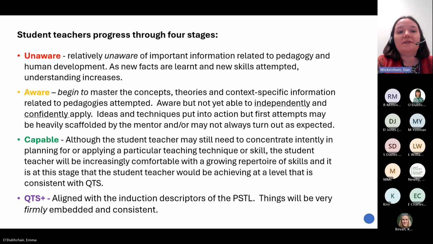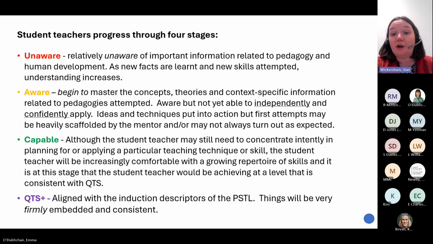apply this. So you're seeing an element of understanding starting to emerge, but it's not something that they're necessarily able to put into practice by themselves, and there's not an element of consistency there. So ideas and techniques are starting to be put into action, but potentially you're having to scaffold really heavily. So you're having to say, okay, first you're going to do this, then you're going to do this, and then we're going to expect to see this.